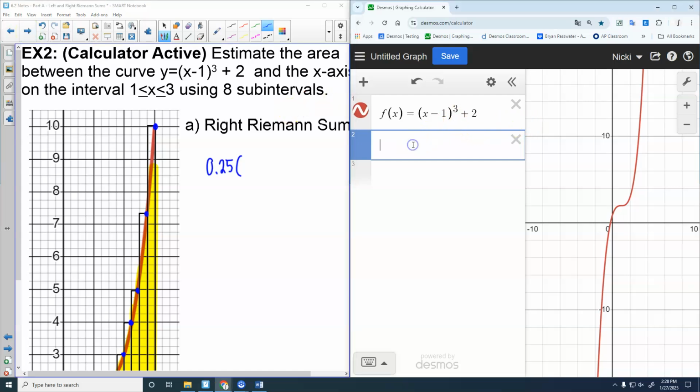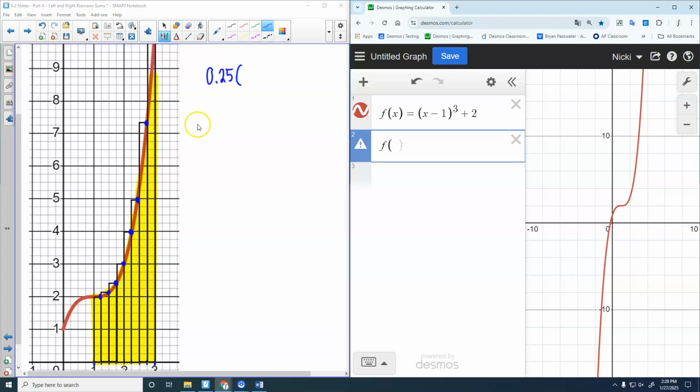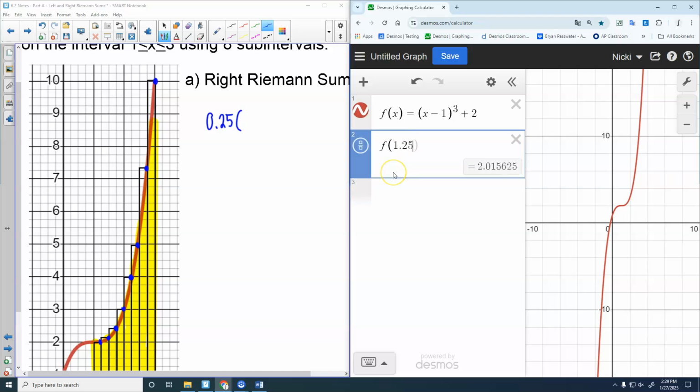Okay. If I find f of 0.25, that is not correct. What is my x value right here? 1.25, right? So f of 1.25, I get 2.015625, right? So I could write that down for each one of these. This is going to become extensive where we really don't want to do this. So I'm just going to do f of 1.25 right here.